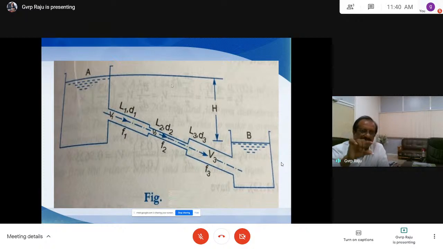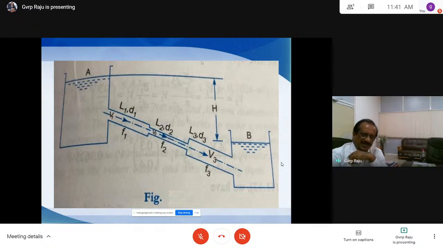So the water level difference between the two reservoirs, H, is equal to the sum of losses. What are the losses we have? Entrance loss, exit loss, sudden contraction, whatever it is, all the losses put together will be equal to the head, that is the water level difference between the two reservoirs. This is a very, very important equation. Try to remember it, and while doing problems, I will straight away take H equal to the sum of losses.